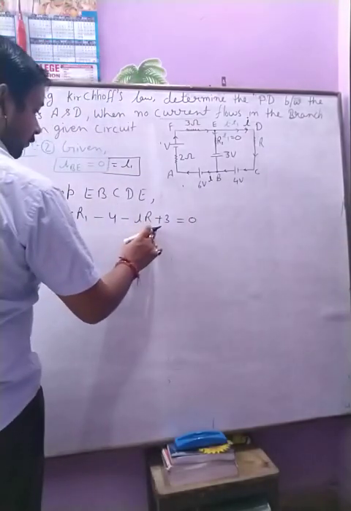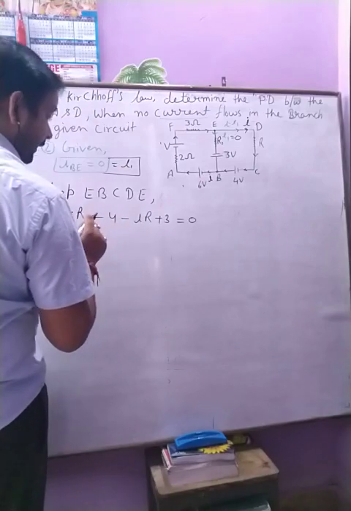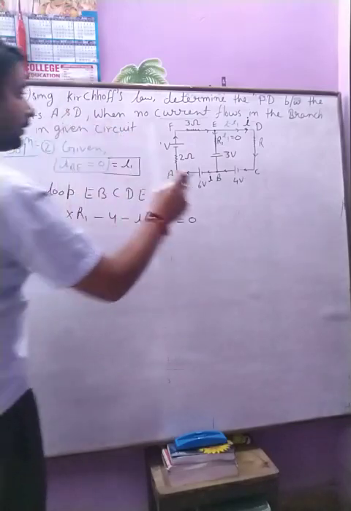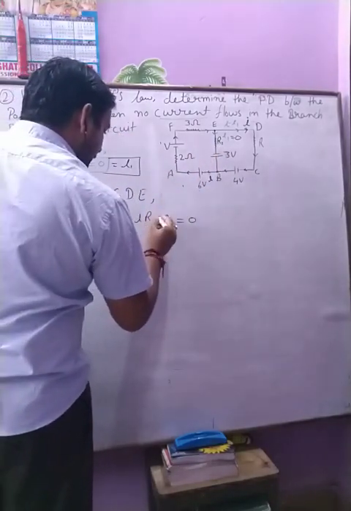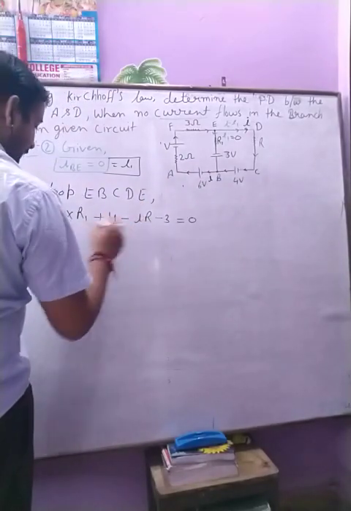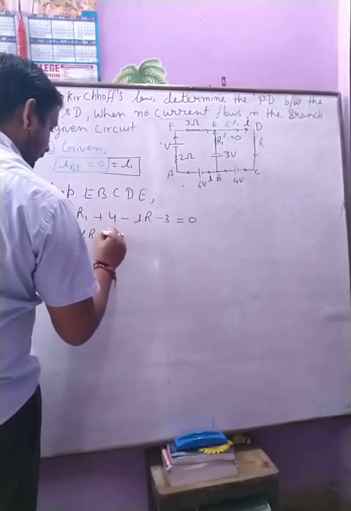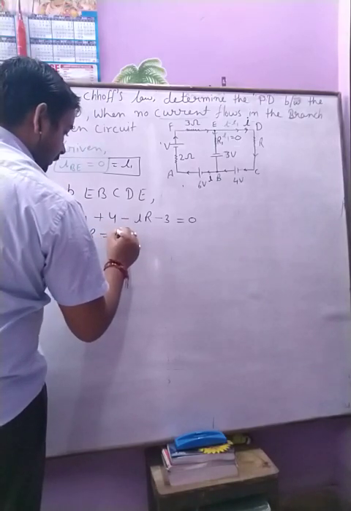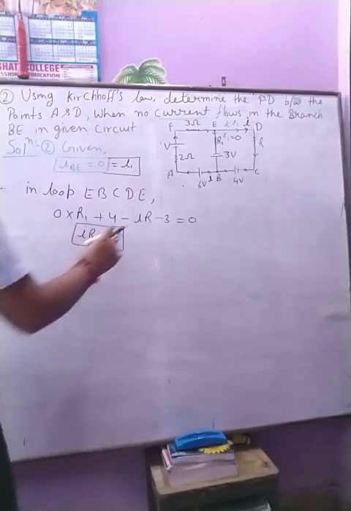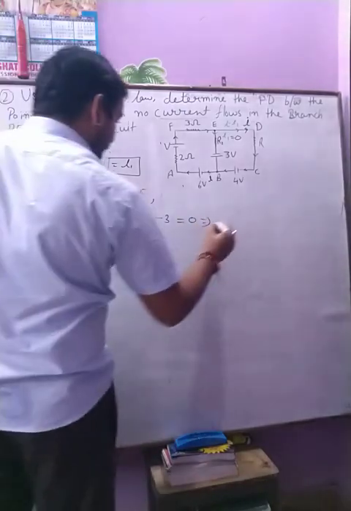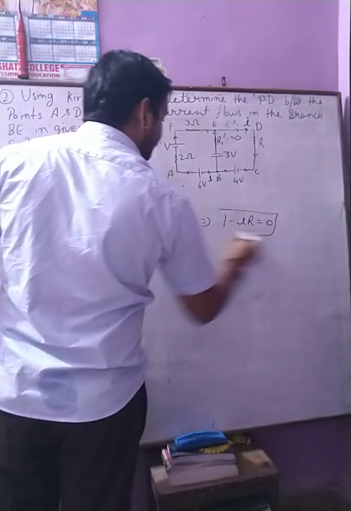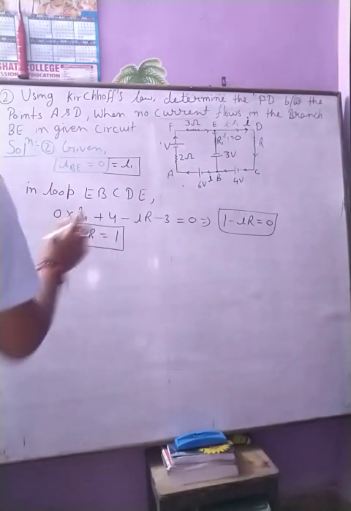So on solving this, what do we get? We get here 1 minute, negative to positive, it is negative, and this value is positive. So we get the value of IR equal to 1 volt. Okay, because on solving this we get 1 minus IR equal to 0. So this will solve, we get this.